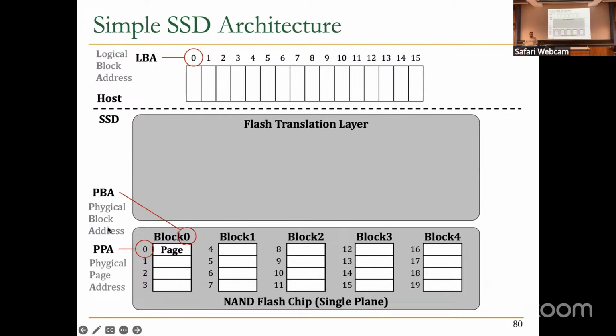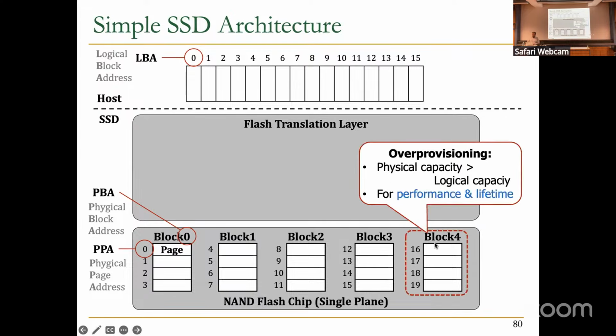At the hardware level in the SSD, we have different flash chips and different blocks. In each block, we can call it a physical block address. So we have 5 blocks here. This is an example with 1 flash chip, 1 plane. In each block, for example, we have 4 pages. So for physical page addresses, we have page 0 until page 19.